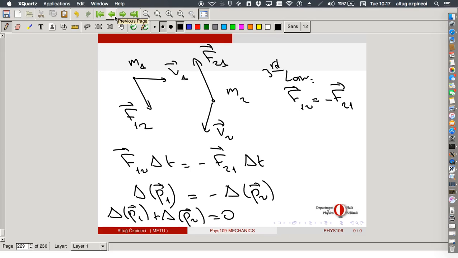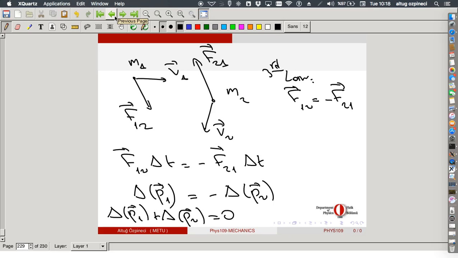What Newton's third law tells me is that if I have these two objects, and they exert some forces on each other, then by Newton's third law, the momentum lost by one of them should be gained by the other one. So the sum doesn't change. That is what we know, independent of the forces.